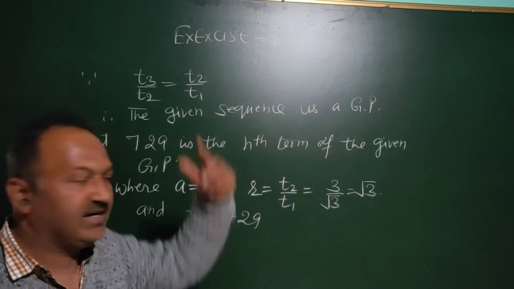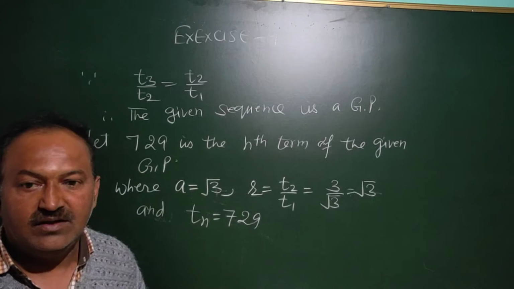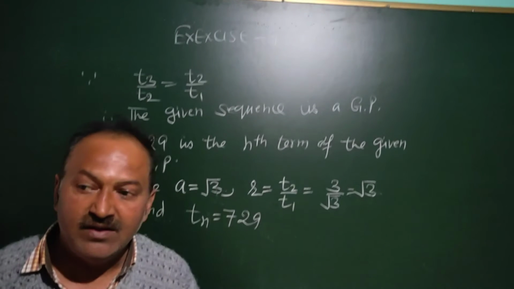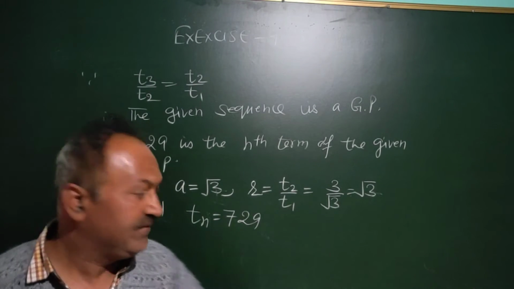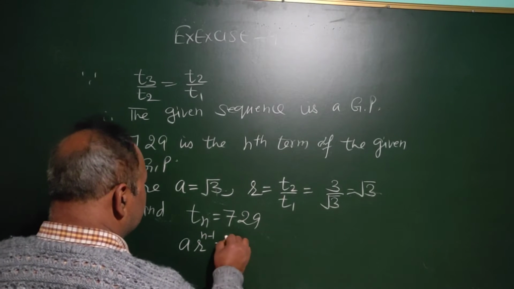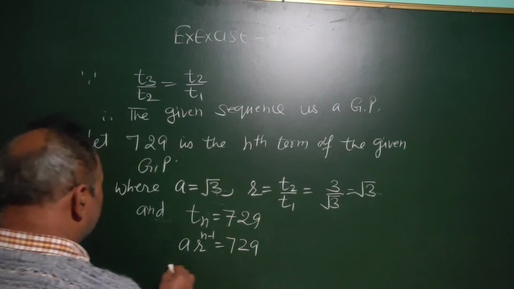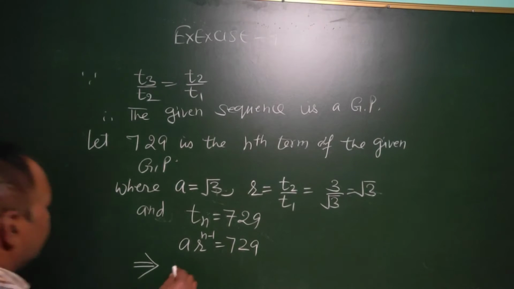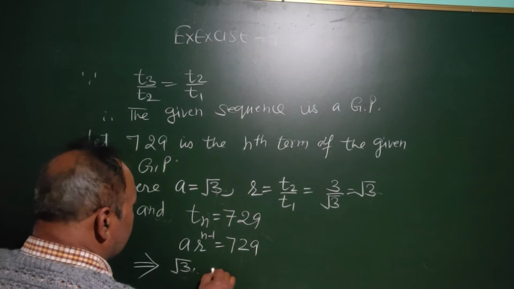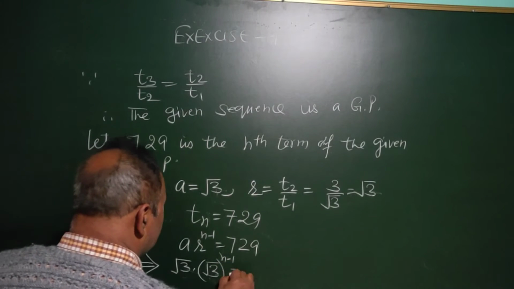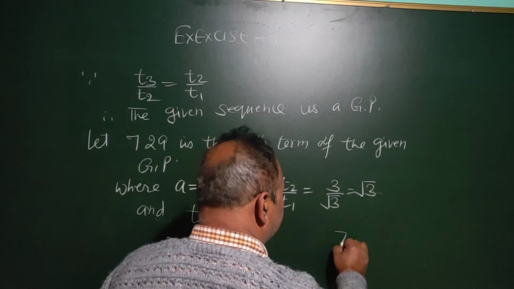Suppose that this is the nth term; it was our requirement to find which term of this sequence is 729. आपने माना कि ये nth term है. Therefore, a into r raised to power n minus 1 is equal to 729. This implies, putting the value of a and r, we get root 3, r is also root 3, raised to power n minus 1 is equal to 729.